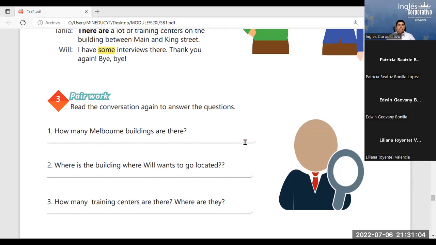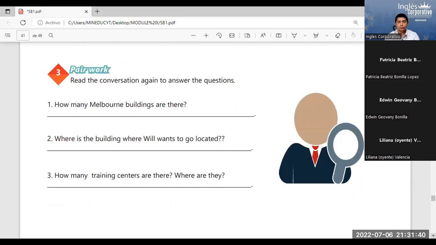Okay, and the last one, number three, how many training centers are there? Where are they? It's a lot of training center. Okay. Where are they? On the between Main and the King Street. Okay, perfect. Thank you. Esa era la respuesta. Hay muchos. ¿Y dónde están? Están en el edificio que está entre la Main and la King Street.